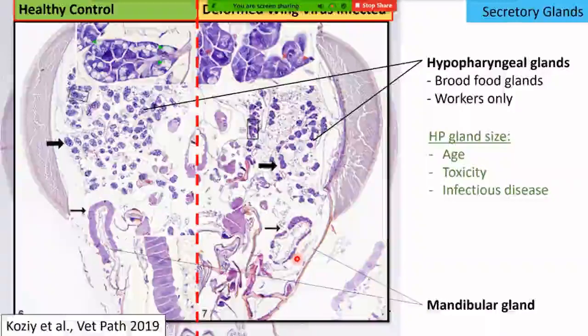And so these histologic findings now let us know that the bees infected with deformed wing virus may not be the greatest at taking care of the brood inside the colony, in addition to some of the other clinical signs that have already been known.